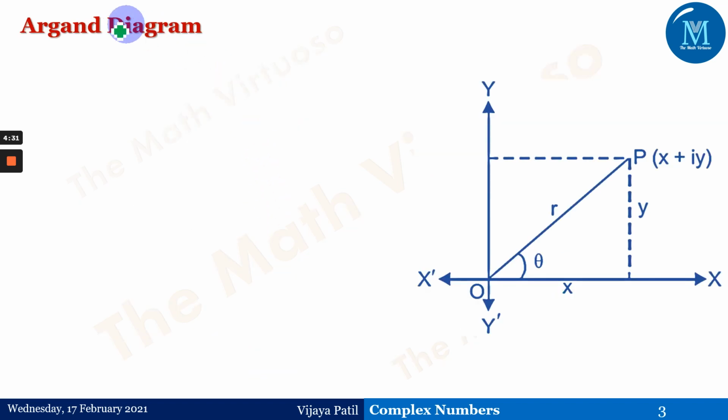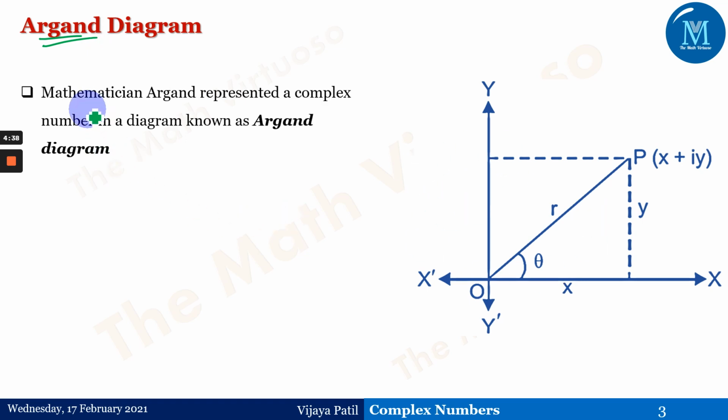Okay. Now if we talk about the Argand diagram, let me just explain what it is. It is named after the mathematician Argand, and a complex number represented in a diagram is known as an Argand diagram. Here x is the real axis and y is the imaginary axis. This is the point P having the coordinates x and y.